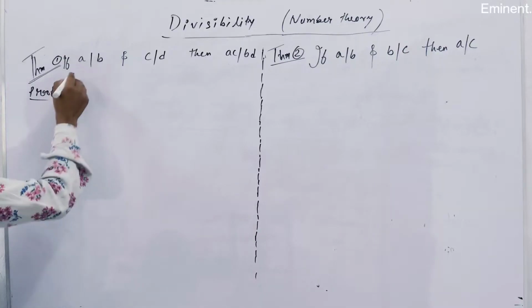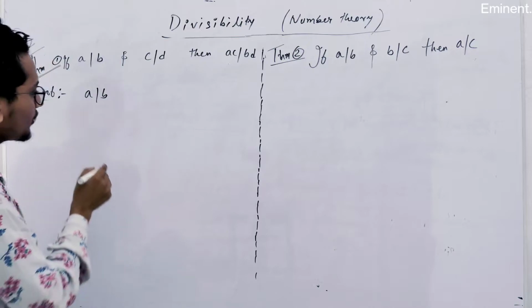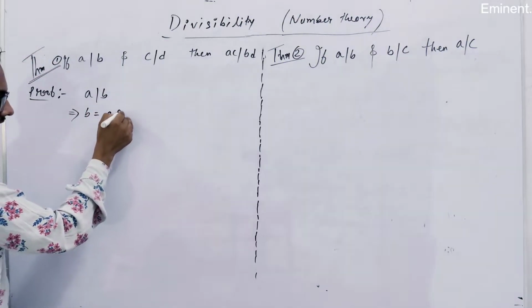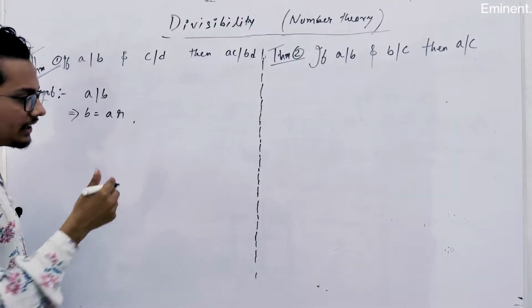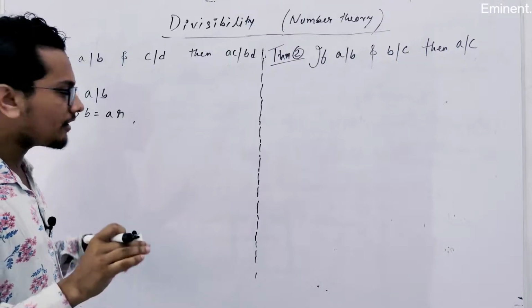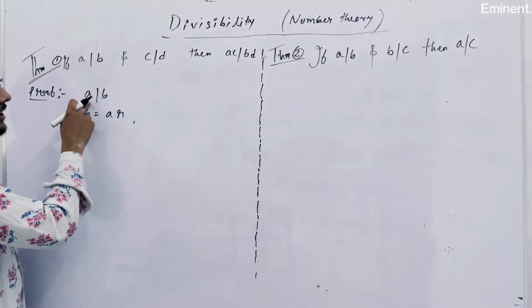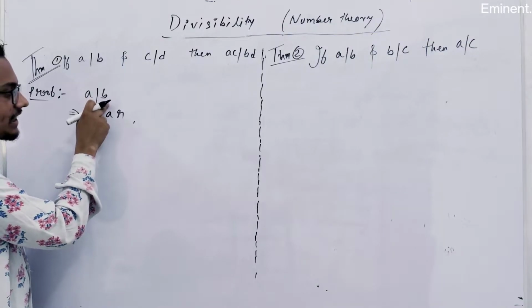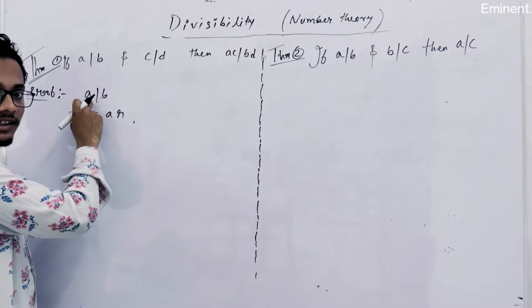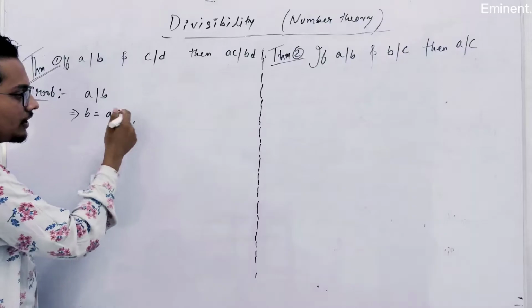It is given that A divides B. Then by definition of divisibility, you can write B equals AR, where R is another integer. In the definition of divisibility we have learned that if A divides B, then you can write B equals AC, where C is another integer. I am writing here R as an integer.